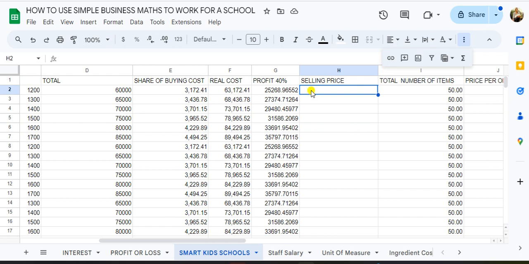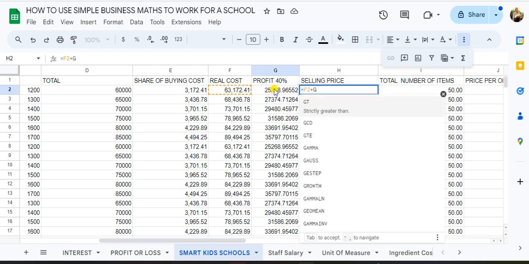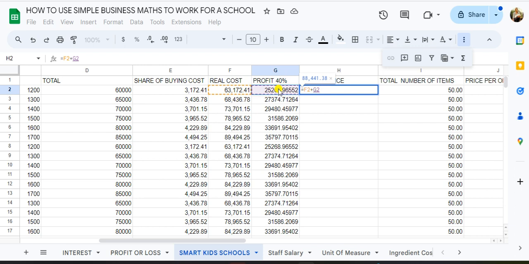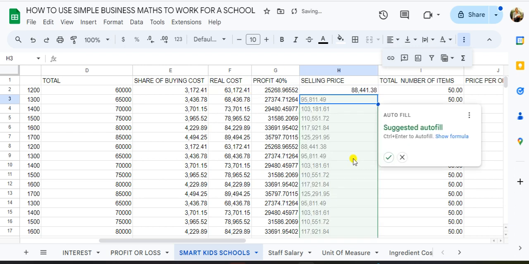All right, so let us get the selling price now. The selling price, which is equal to, so how do we calculate the selling price? You do equal to the real cost plus the profit. You click enter. You see, it sums it.